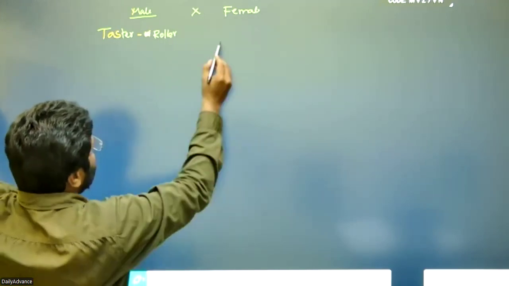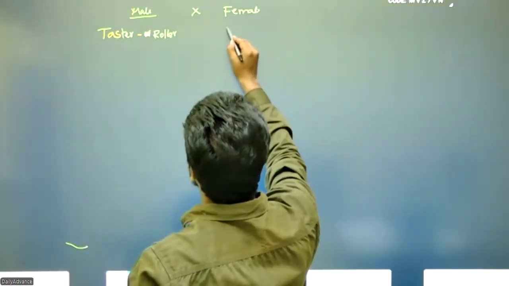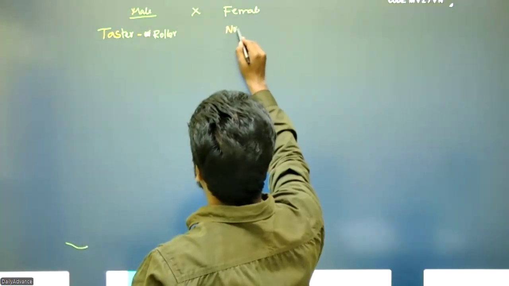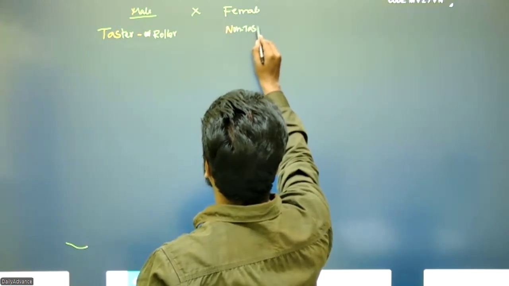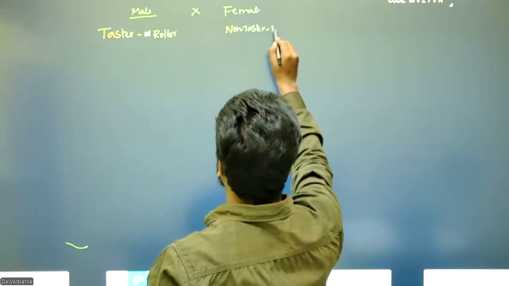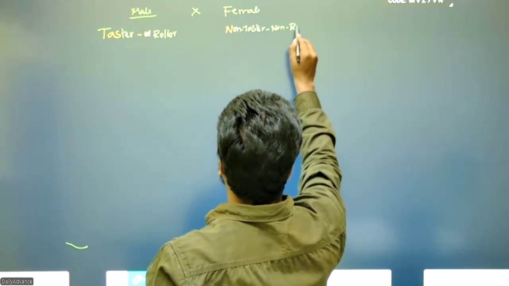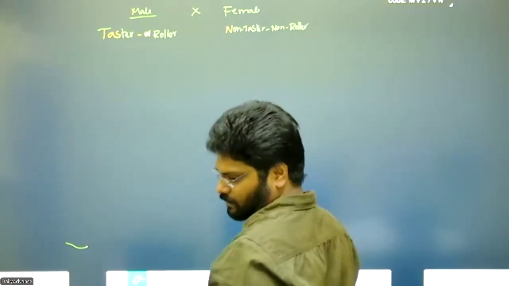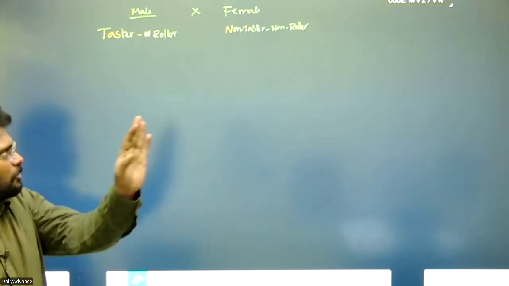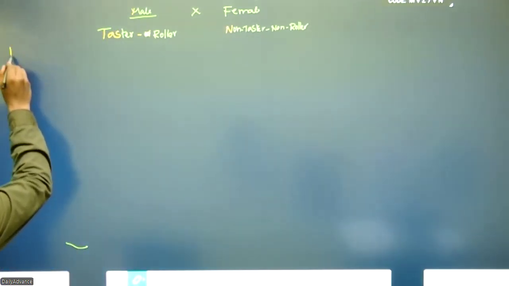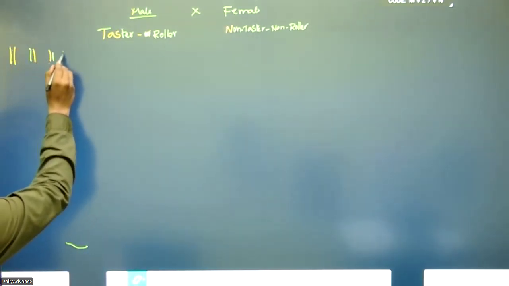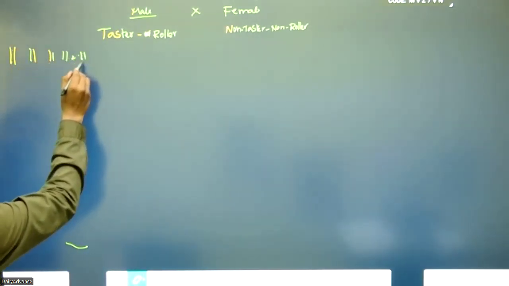They are the parents. The female is a non-taster, non-roller. For the simplification process, every human being has 23 pairs of chromosomes.